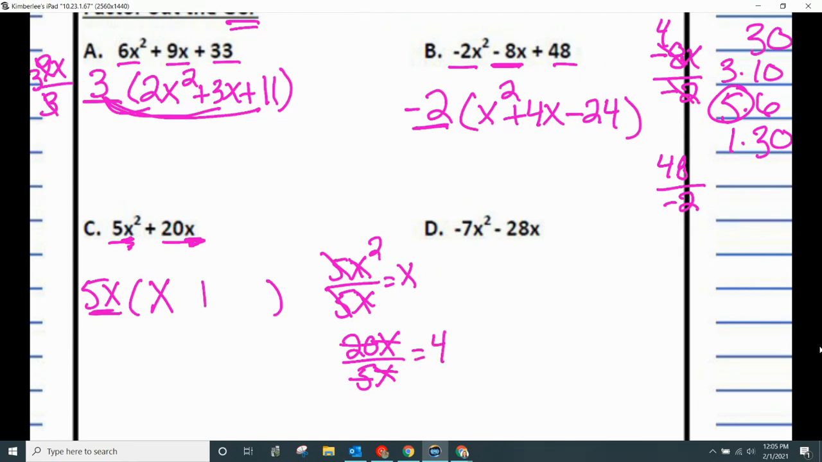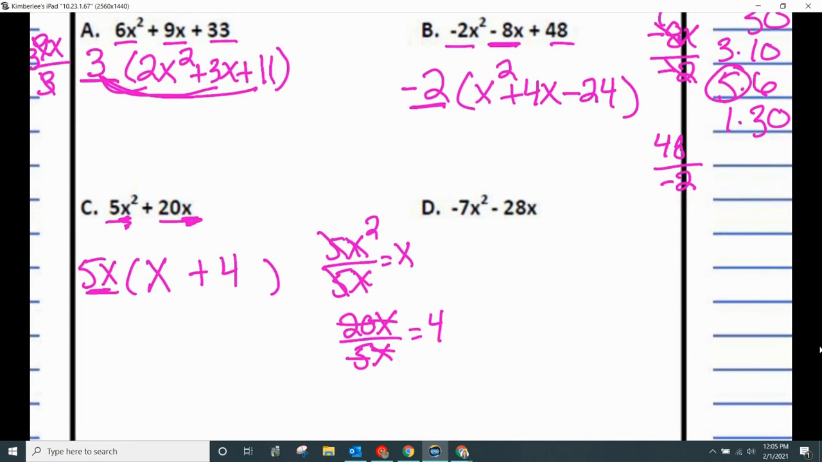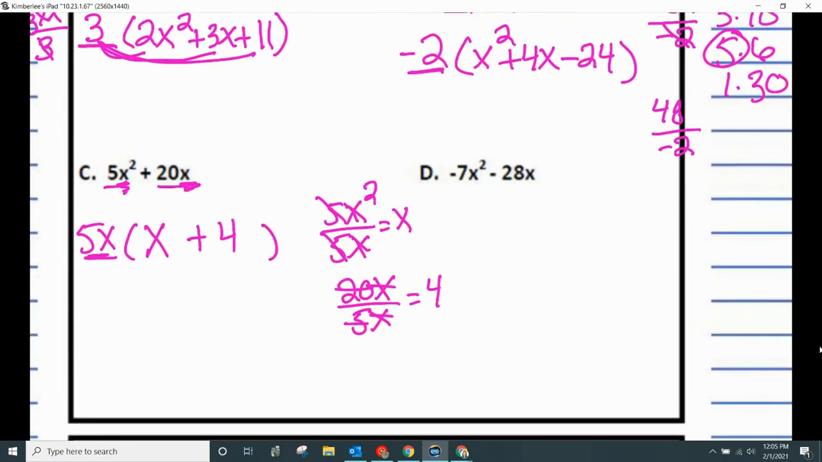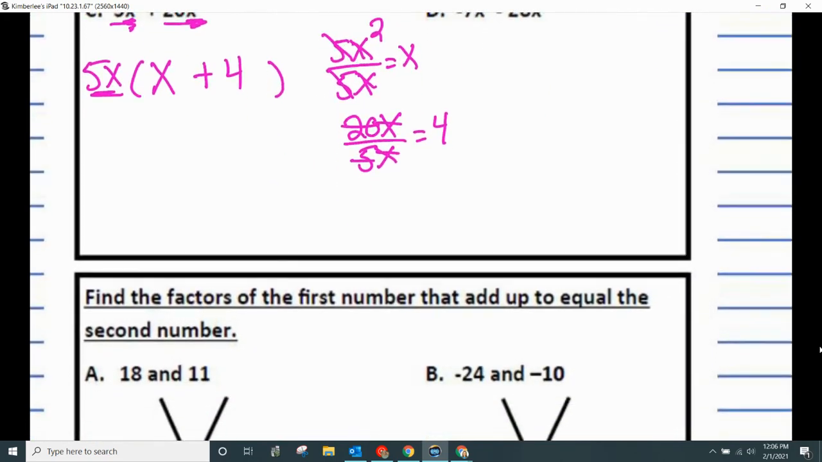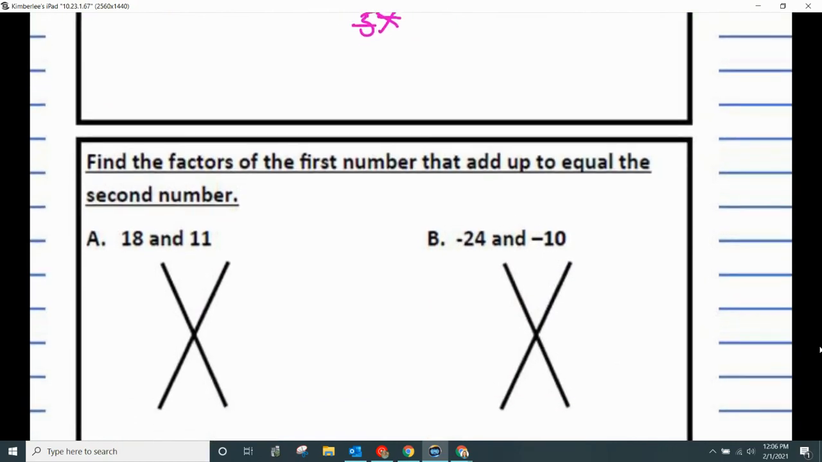Okay, so I want you to do D on your own. So this is something called factoring out the GCF. Finding that greatest common factor that we could undistribute. So try D. So this box here, the next box that comes up with this big X, we're like, what is going on here?